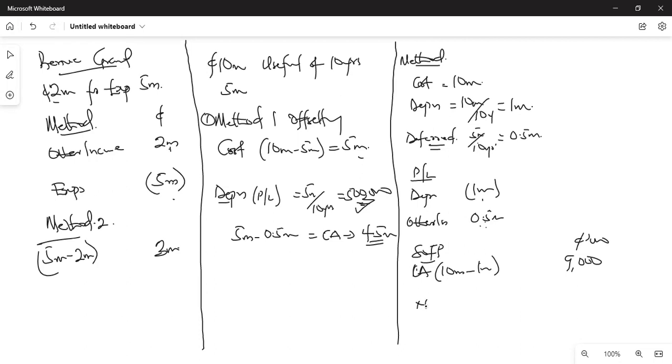Here you now have some NCL, which will be the portion of your grant in the long term, and some CL. So the next year's amount to be released into the P&L is the CL, which every year is 500,000.